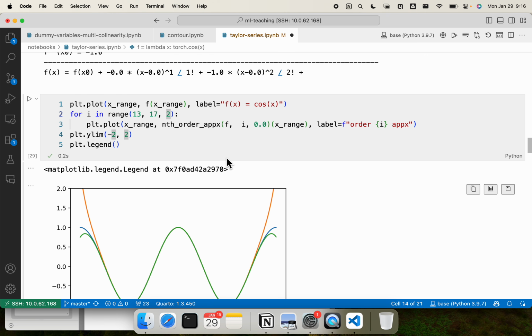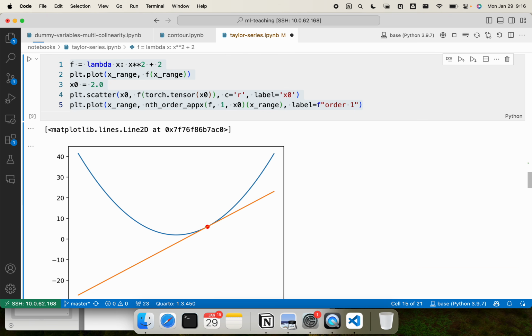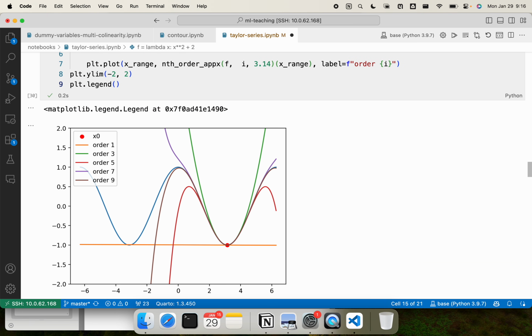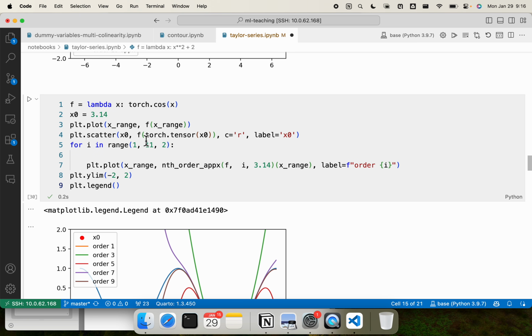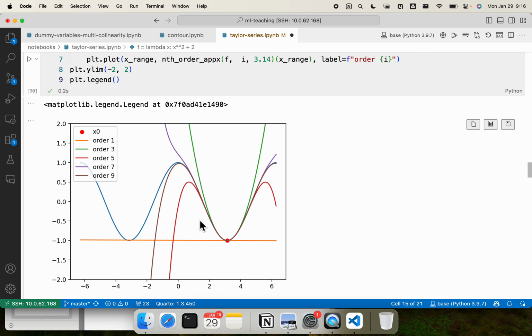Now this was around the point x not equal to 0. We could have also done the same thing at some other point. So in this case, I am showing the approximation at x not equal to pi, and you can notice that the order 1 approximation, so by order 1 I actually just meant just a constant term approximation, it's just a line, and further on you can see that the approximations keep getting better and better.